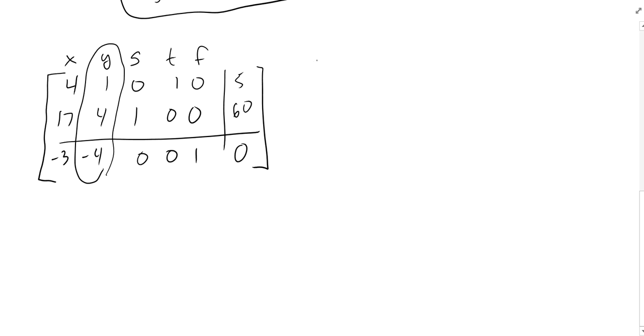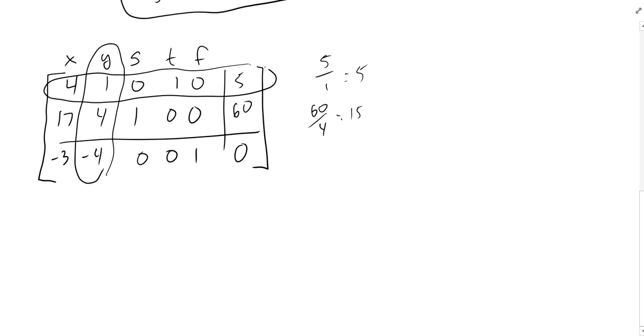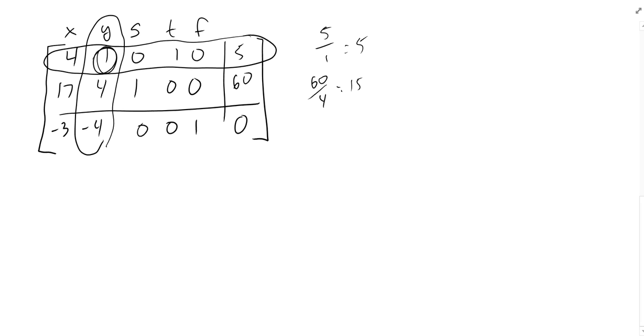And then to do our pivot row, I want to take the values in our last augmented column here and divide them by the numbers in the corresponding location. So I'm going to take 5 and divide it by 1, and I get 5. And 60 divided by 4 gives me 15. And so I want to take the smaller of those two. So my top row becomes my pivot row. And I've got a nice 1 there to work with for my pivot.